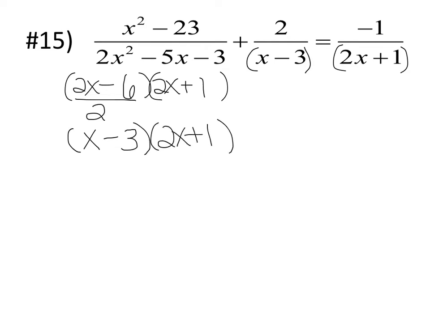Now let's FOIL to make sure that works out, or double distribute. 2x squared plus 1x minus 6x minus 3. Yep, we're good. So we can cross these out. This is my new denominator.